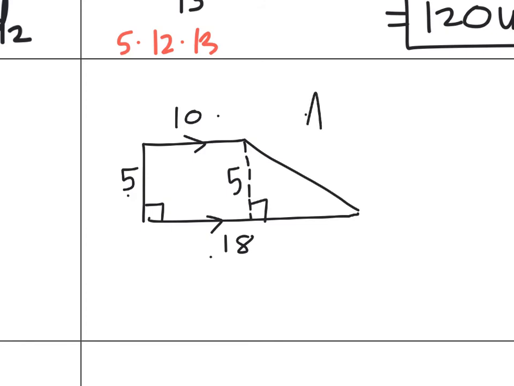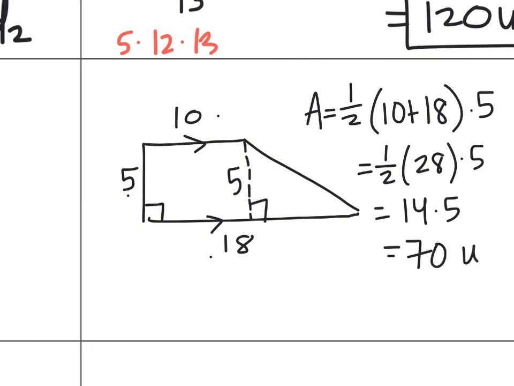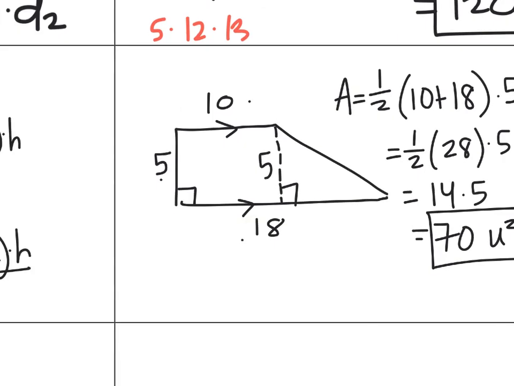All right, so our area formula is 1/2. I add the bases, 10 plus 18, and I multiply that answer by 5. So I'm going to do this in parts. I'm going to do 1/2. I'm going to add 10 plus 18 and get 28. Multiply that by 5. So 1/2 of 28 is 14 times 5, and 14 times 5 is what, 70? Yep, units squared. All right, we have one more example, and it's a kite.